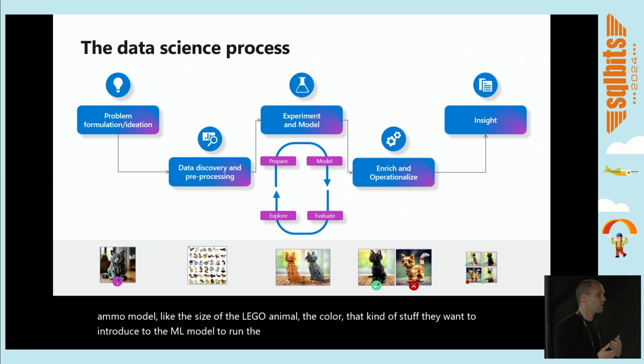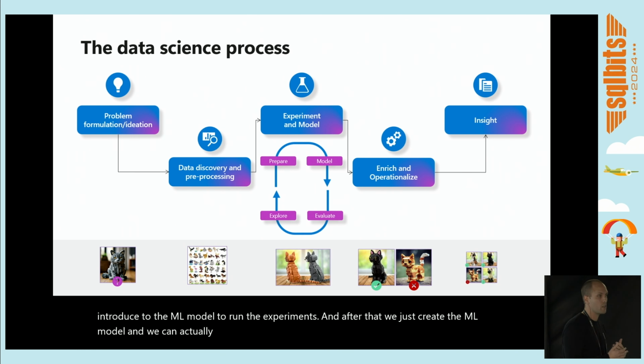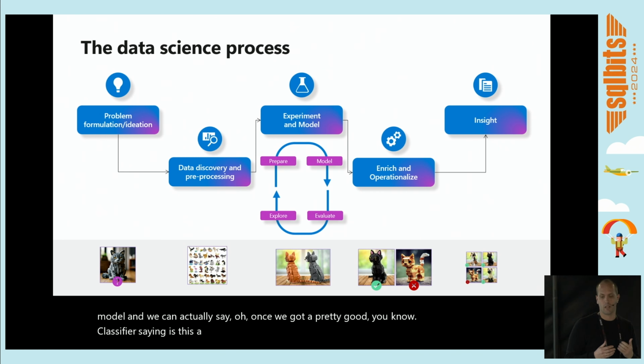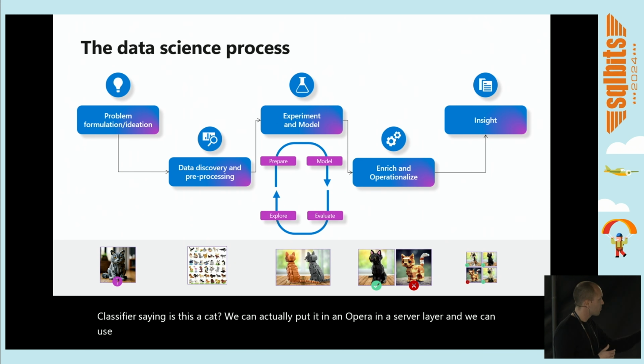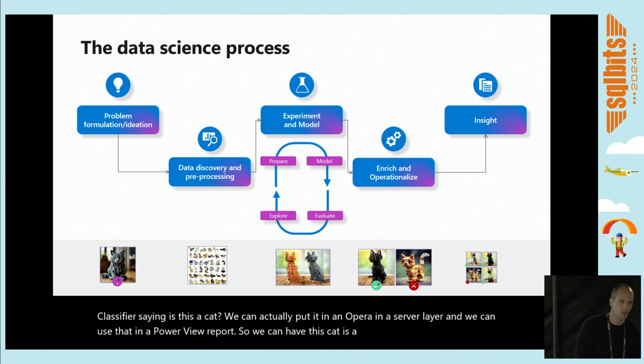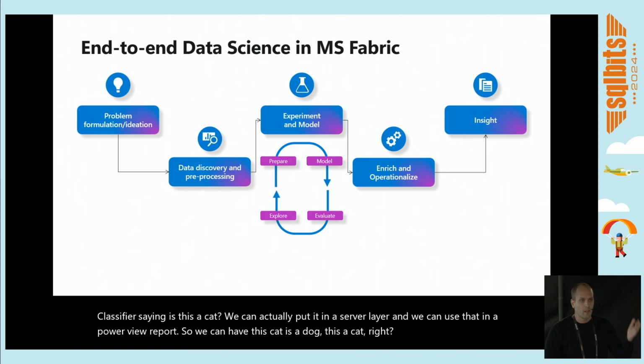And after that, we create the ML model, and once we get a pretty good classifier saying, is this a cat? We can actually put it in a serving layer. And we can use that in a Power BI report. So we can have this is a cat, this is a dog, this is a cat, this is a dog, right? Let's come back to Fabric now.